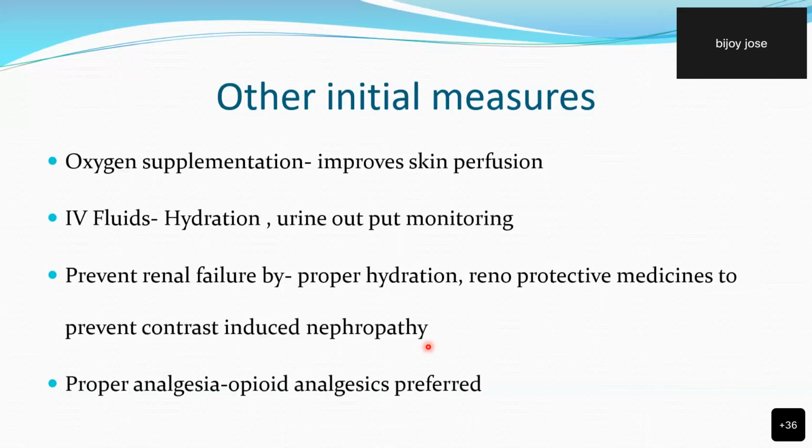And IV fluids, because most of these patients are dehydrated. One thing we have to do is hydrate the patient and improve the urine output, and the other is that we are going to give contrast to this patient during the procedure. So IV hydration will improve renal function and urine output and prevent renal failure, along with renoprotective medicines to prevent contrast-induced nephropathy, and proper analgesia. Most of the patients will have severe, wincing pain, so opioid analgesics are preferred to stabilize the patient.